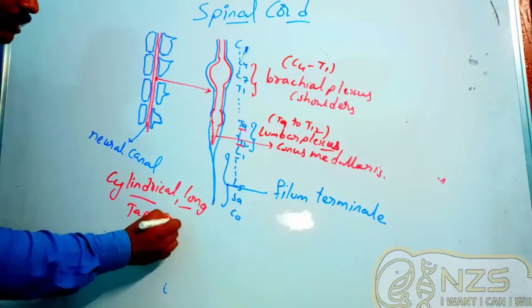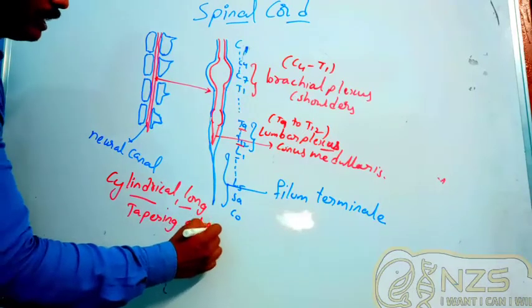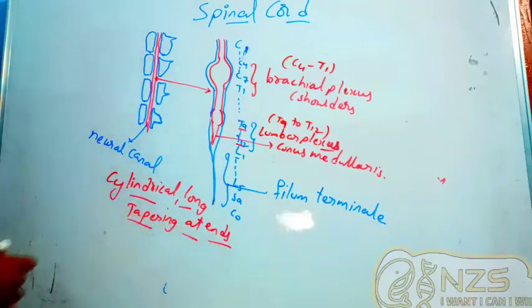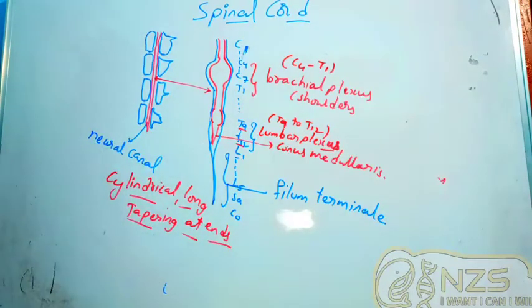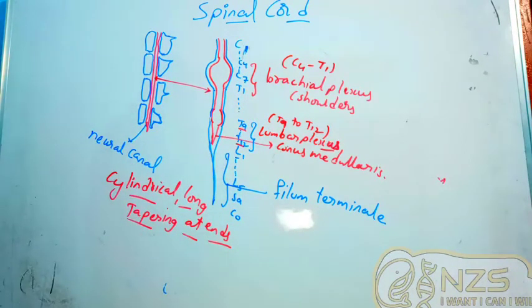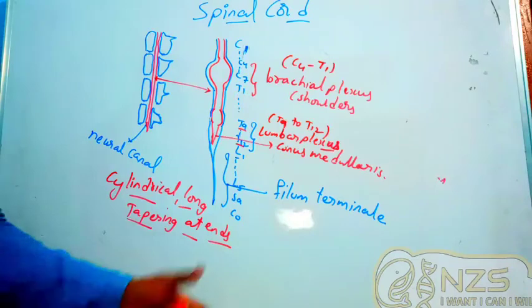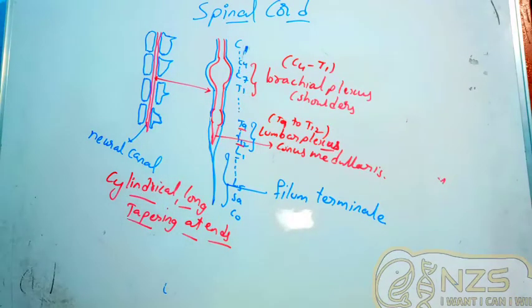So at the end you can see the spinal cord becoming narrow, tapering at the ends. Now, the main point to be remembered here for NEET: the spinal cord will extend only up to L1. From there the meninges of the spinal cord will go down and reach up to the coccygeal region, the last vertebrae. So that's the one point to remember.